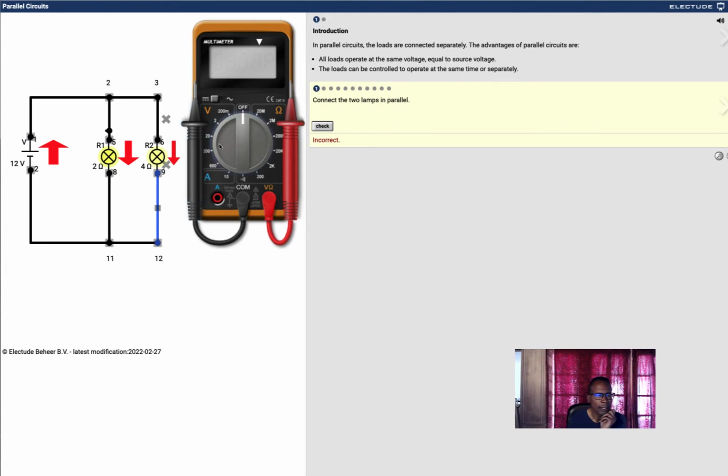But look at this though. Look at the resistance. Less resistance, more current. The arrow represents the current. I say less resistance, more current. More resistance, less current. This is showing you how resistance affects current. Check it again, and that's right.